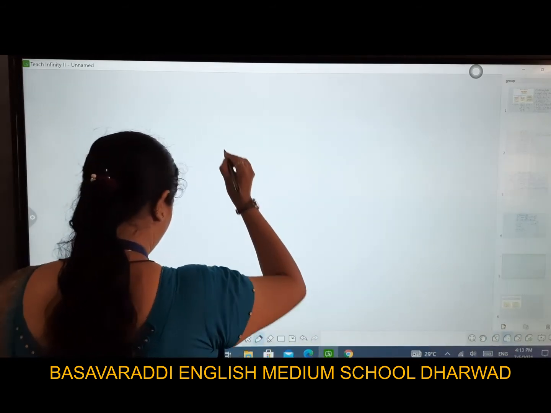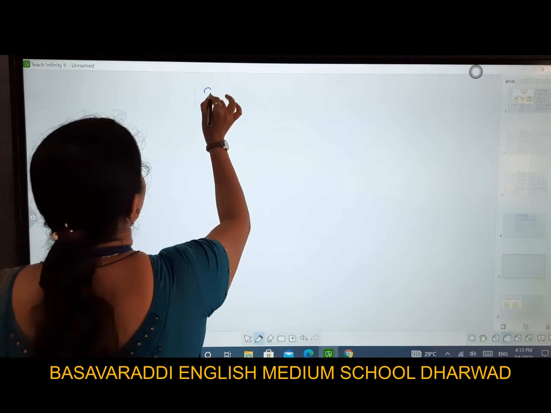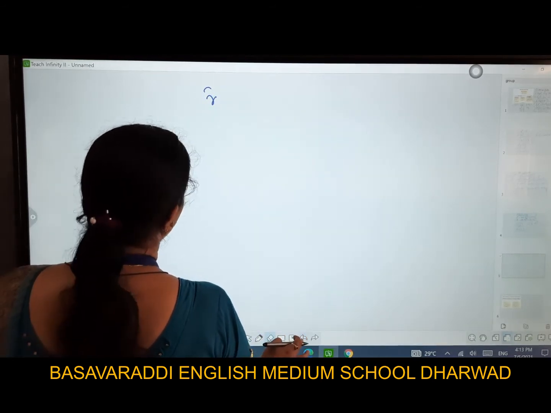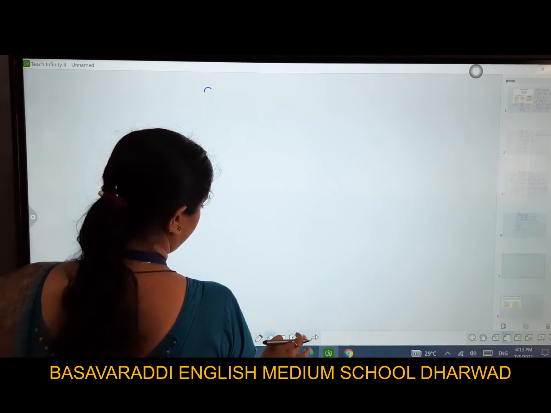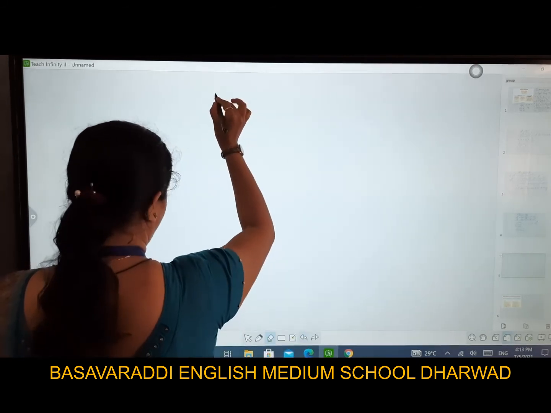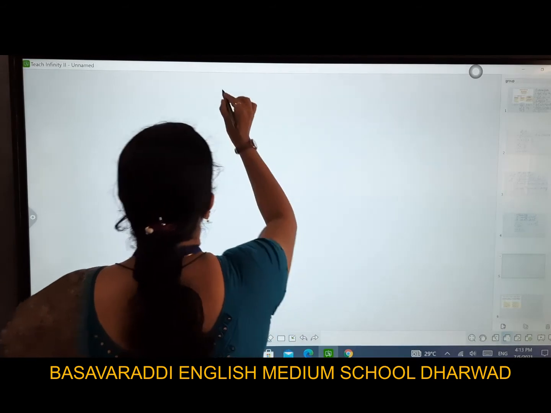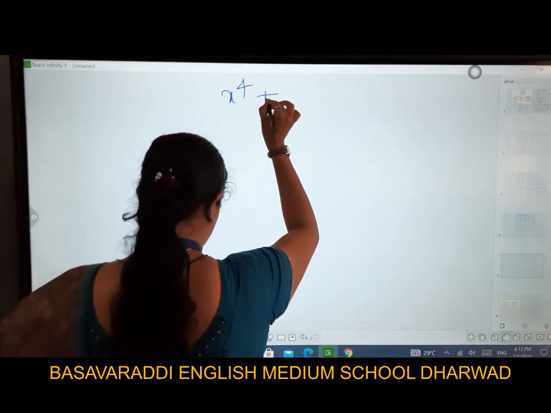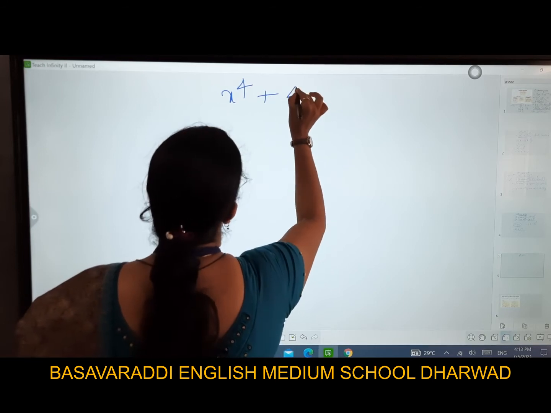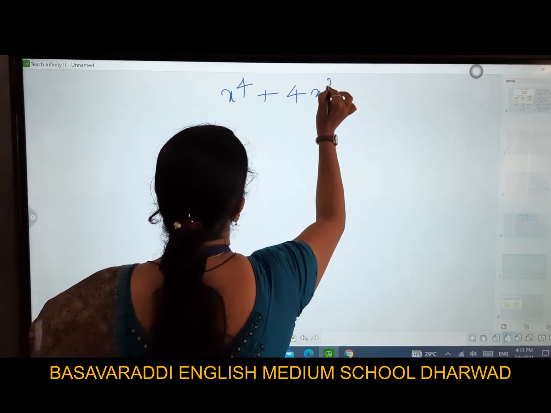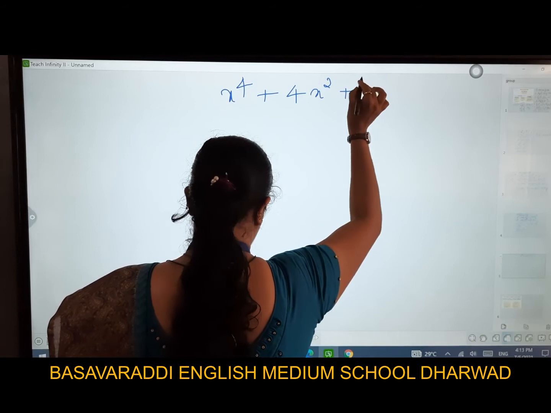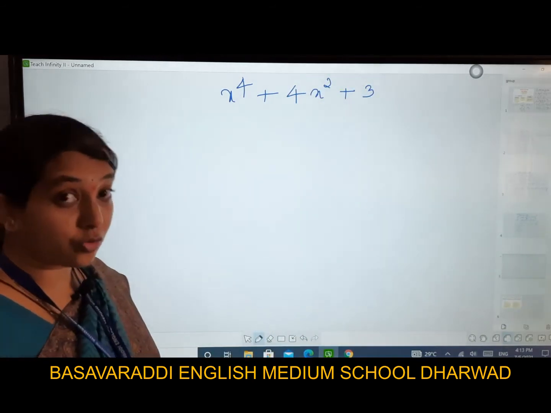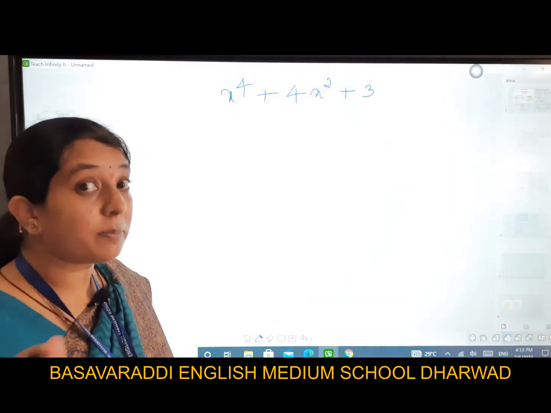So we are going to have x raised to 4 plus 4x square plus 3. X raised to 4 plus 4x square plus 3.